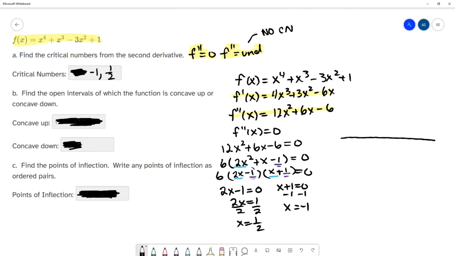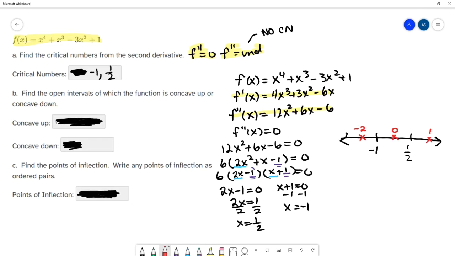I'm going to build my number line using the critical numbers that I just found. You want to make sure that you put those critical numbers in order from smallest to largest. So we put the -1 and the 1/2. We need to find test points in each one of those intervals. So the test points are -2, and you don't have to pick -2, I just pick something in that interval. Something in between -1 and 1/2, I'll choose 0. And something greater than 1/2, I'll choose 1.